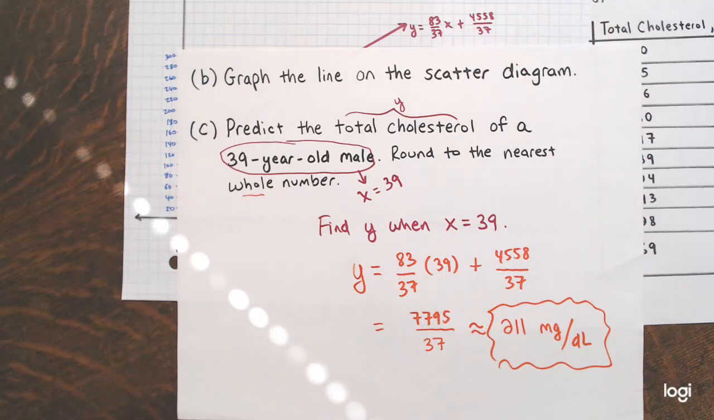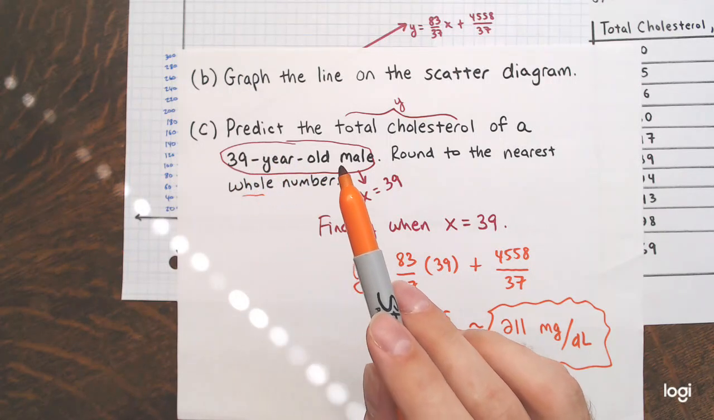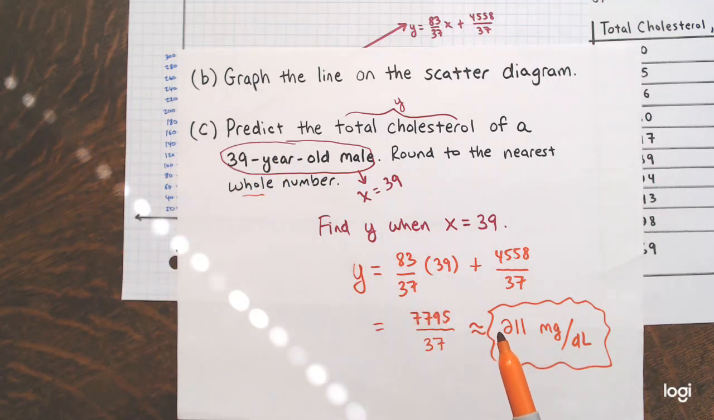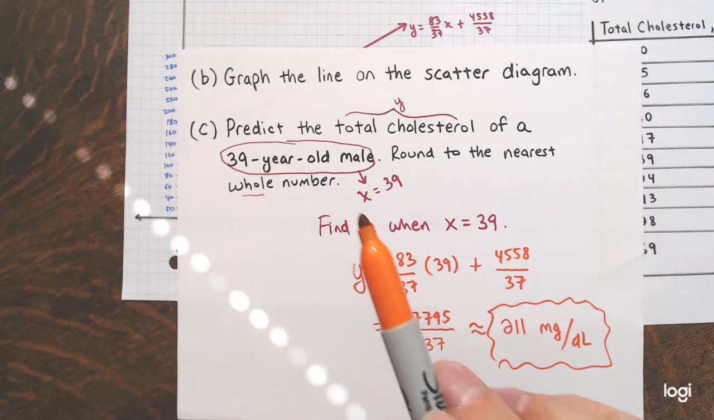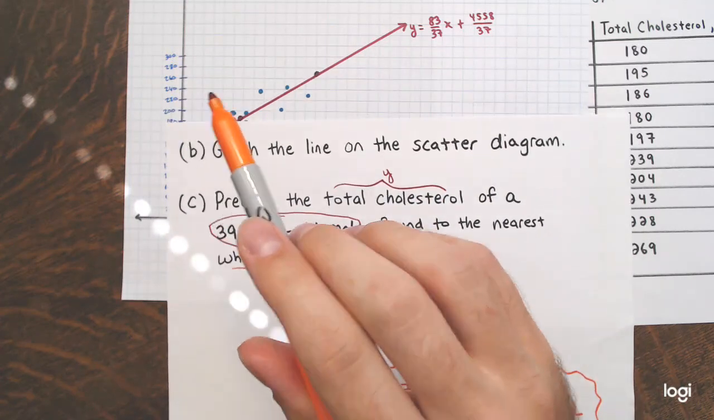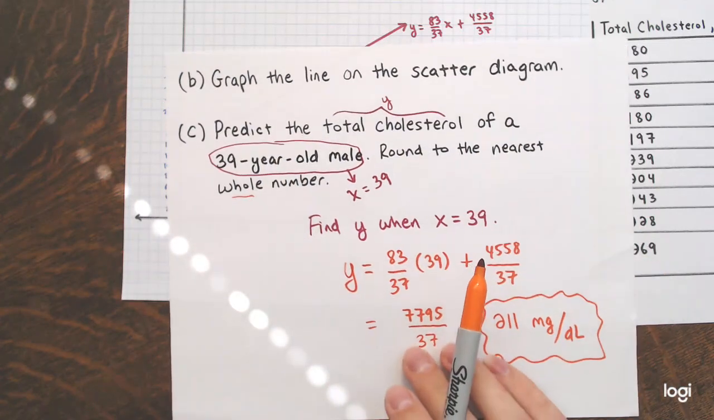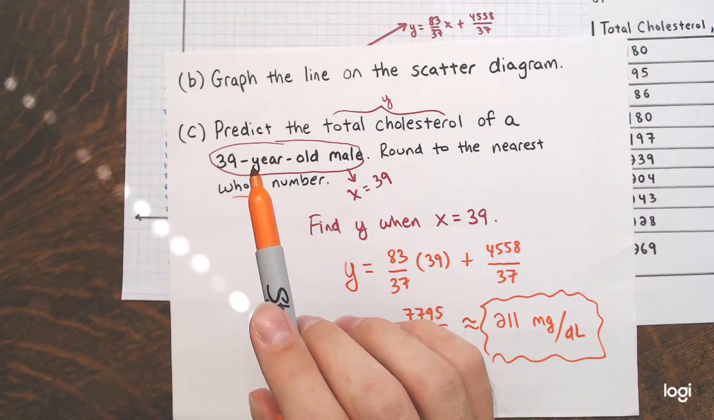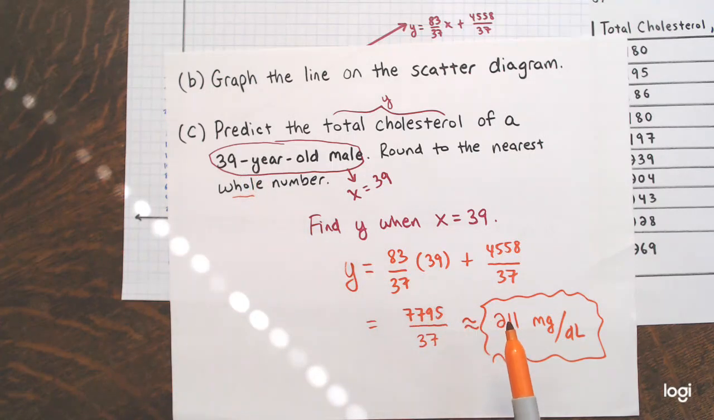So this is the prediction. I would say that I'd predict that a male who's 39 years old, based on my equation here, the points seem to be following. I predict that a man who is 39 years old will have a cholesterol level of about 211 milligrams per deciliter. And that's the answer to that, right? That's what they're asking us to predict.